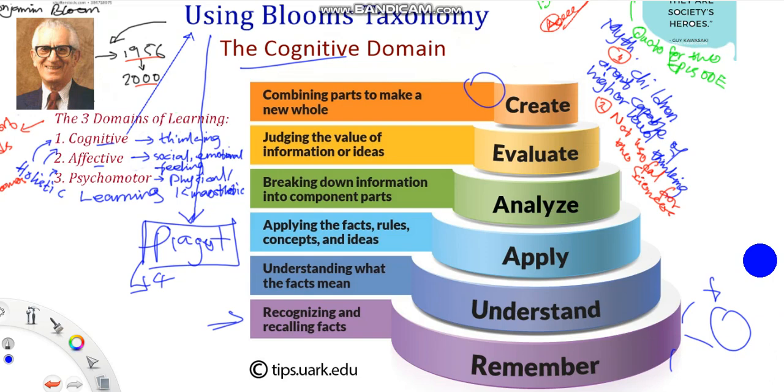The second stage: once children have been able to remember or recall facts, the more complex stage is for them to understand those facts, what those facts mean. This is characterized by children being able to give examples, summarize something, or, if you give them a small part of learning or some information, infer or draw conclusions from it. This level of thinking is more complex than simple recall, which is the first stage.